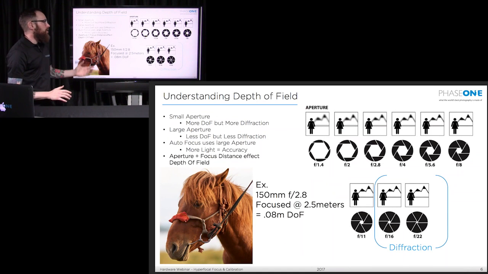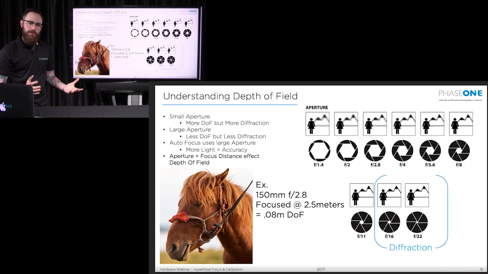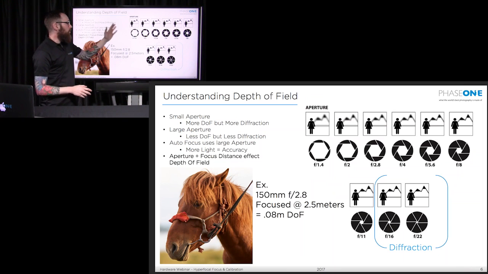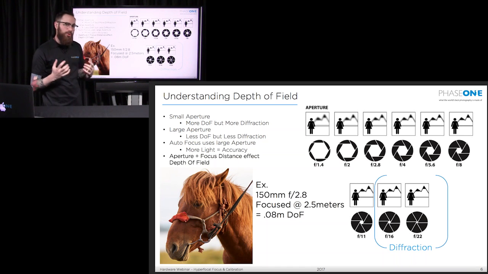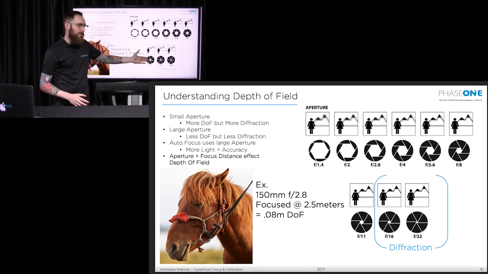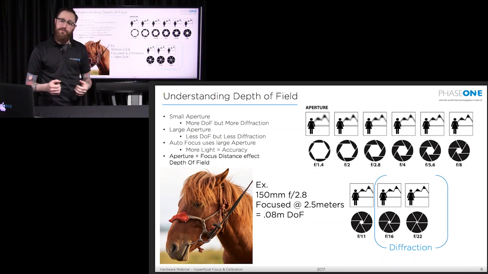So if you joined our webinar last month, you'll notice that I'm shamelessly recycling a slide, and this is just to illustrate depth of field. Depth of field, everyone knows what depth of field is, of course. The wider your aperture, the less depth of field you have. The smaller your aperture, the more depth of field you have. But again, it's important to reiterate that when you get into smaller apertures with high-resolution camera systems, you begin to introduce diffraction, which then appears soft in the image.